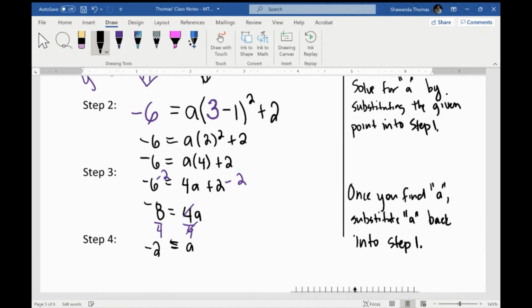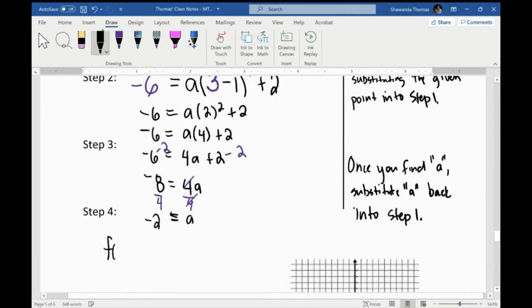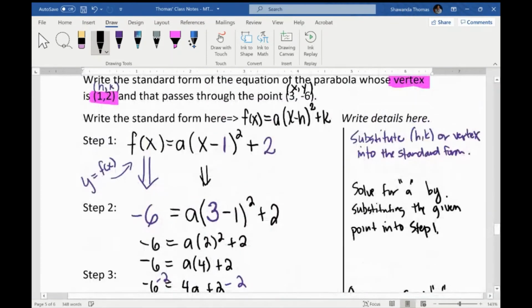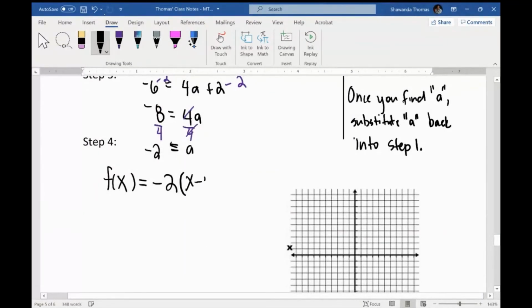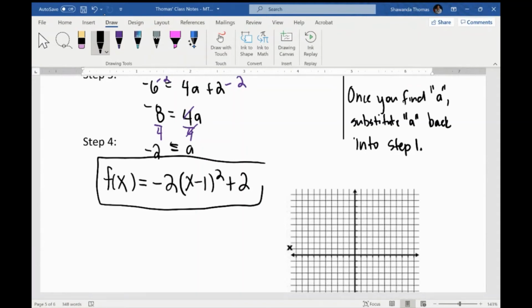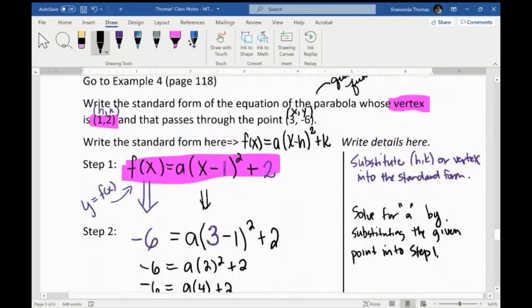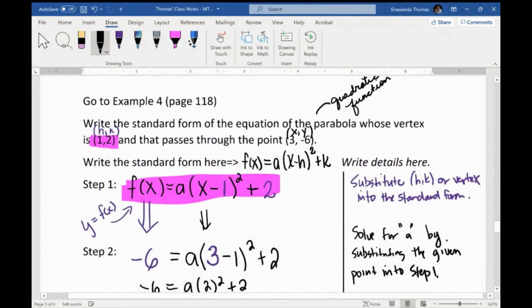All right, so step 1, we had f of x equals a, but a we found out to be -2. So we put -2 times, let me go back up here, this is what we got: x minus 1 squared plus 2. So this is our answer. We had just come up with the function that has a vertex of 1, 2, but it also passes through the point 3, -6.